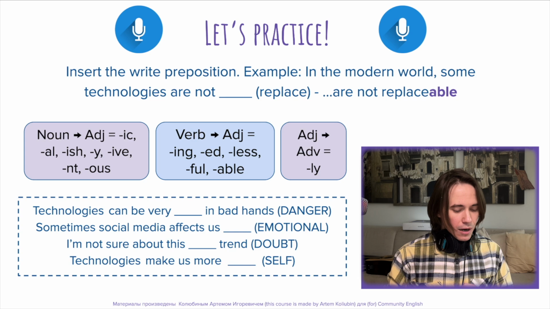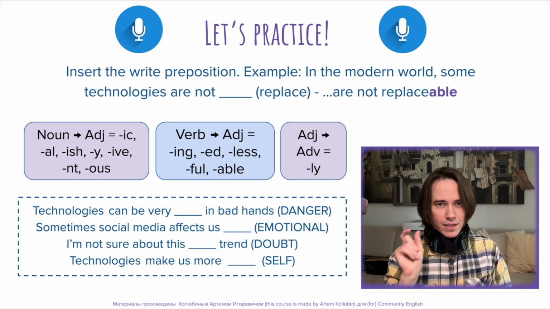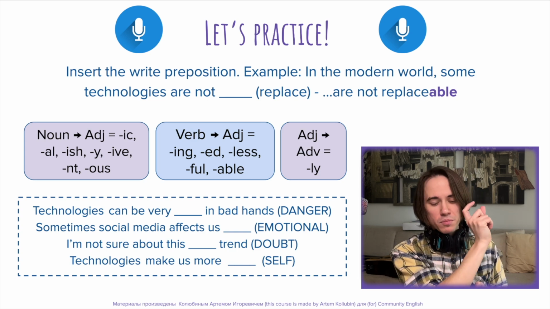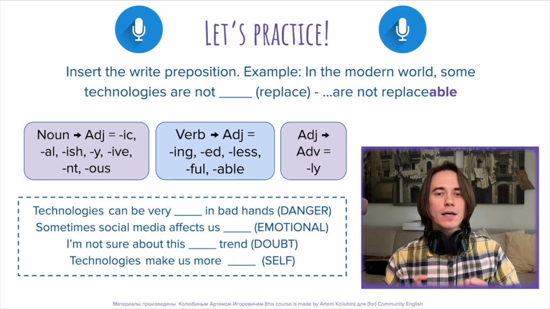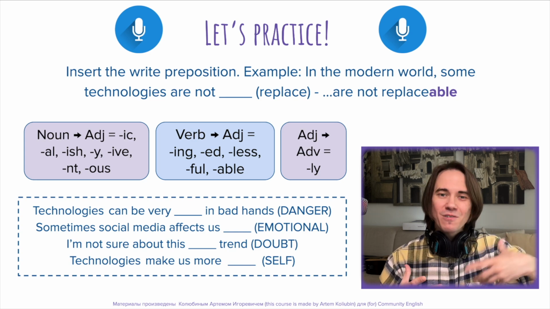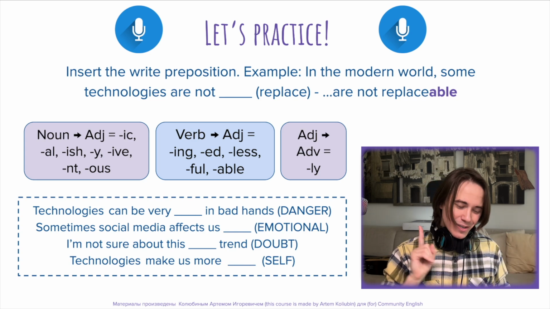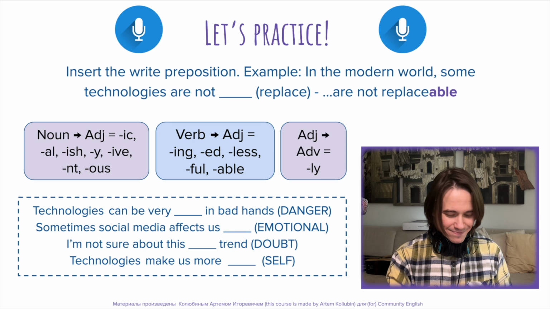Next, I'm not sure about this trend. Trend is a noun, so we need an adjective going before the noun. So doubt, if you want to say that something is full of it, we say doubtful. So I'm not sure about this doubtful trend.